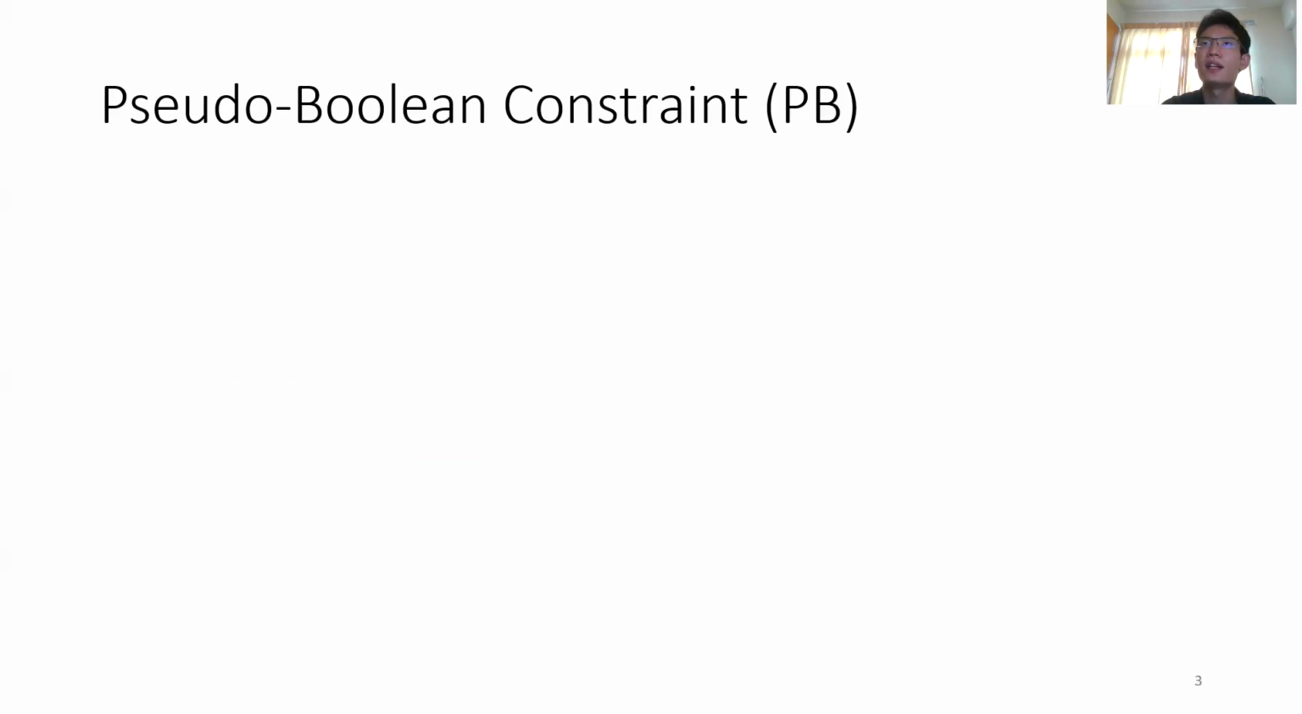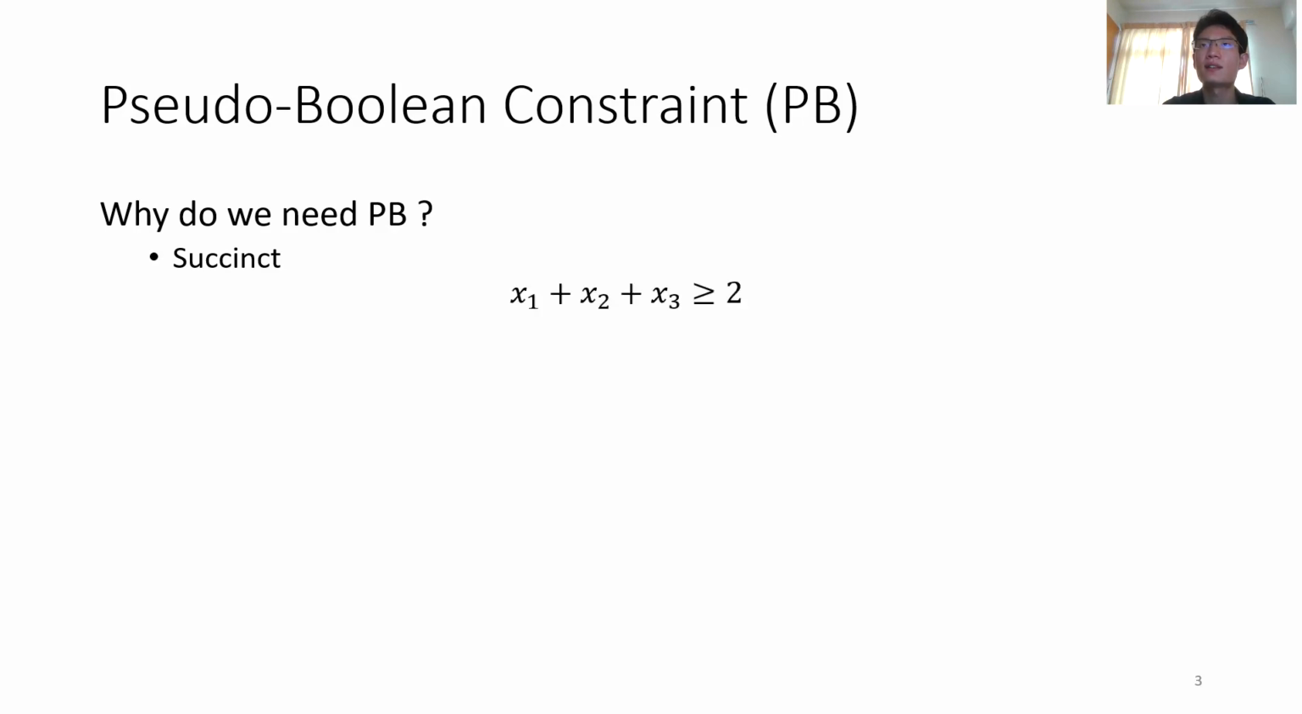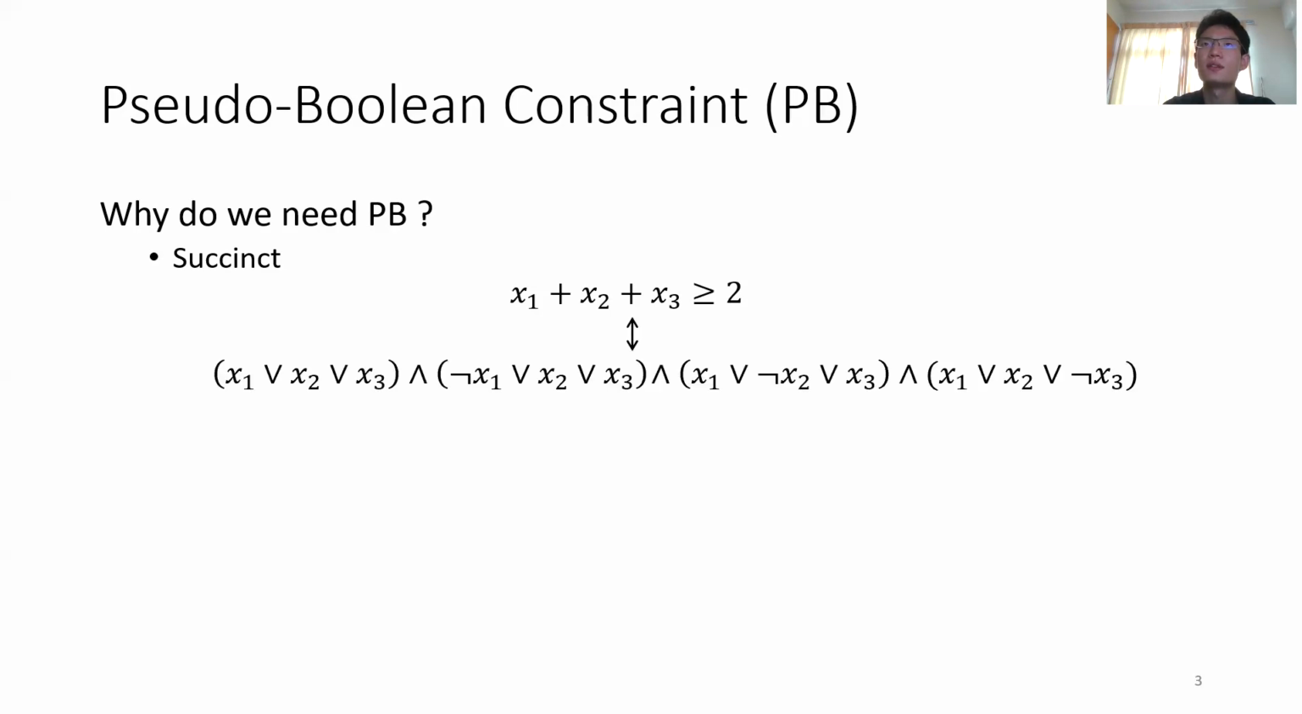We all know that currently SAT is widely used. So a common question is, why do we need PB constraints? What can we benefit from PB constraints? The answer is succinctness. Succinctness is an important property of PB constraints compared to clauses. A PB constraint is usually equivalent to polynomially many clauses. For example, x1 plus x2 plus x3 greater than or equal to 2 is equivalent to the following 4 clauses. Because of the succinct representation, reasoning over PB constraints is known to be exponentially stronger than resolution on clauses.